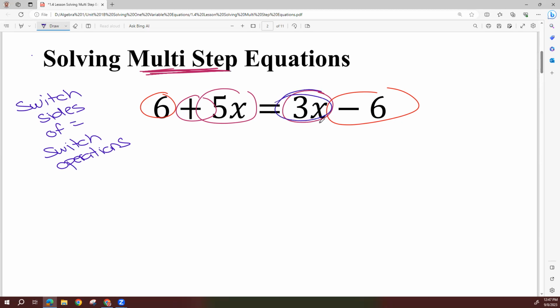So I'm going to move my 3x over here. I'm going to switch which side it's on. And so that means I'm going to switch its operation. There's no sign in front of it. So that means that there's a plus there. And so when I move it over here, I'm going to turn it into a minus. So I still have my 6, my plus 5x, and now I have a minus 3x. I'll keep my equal sign, and then I haven't done anything with that minus 6 there.